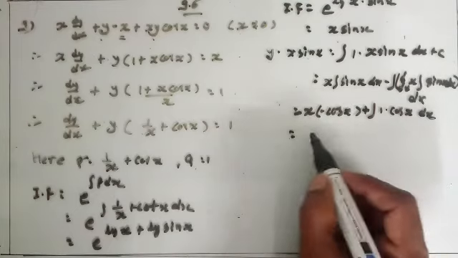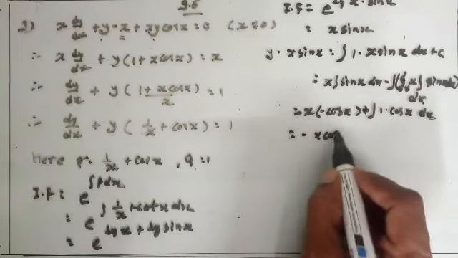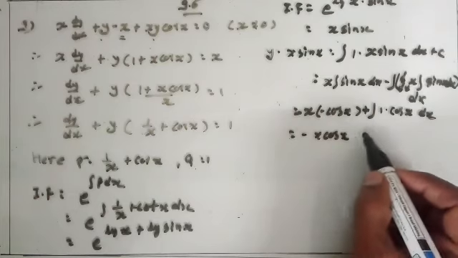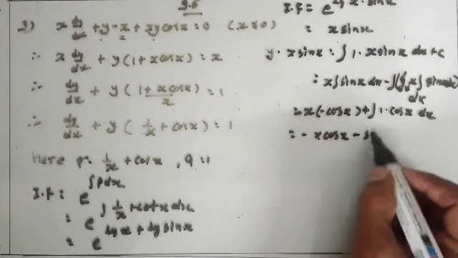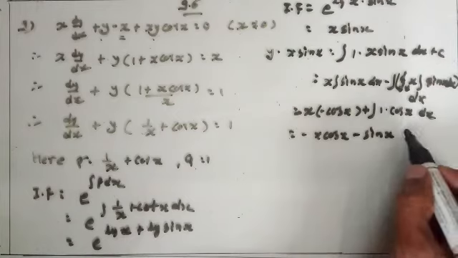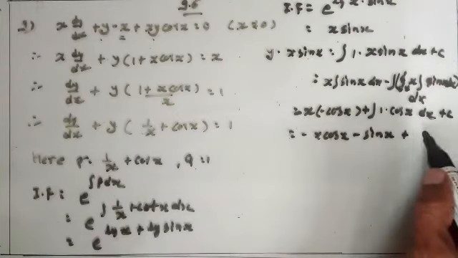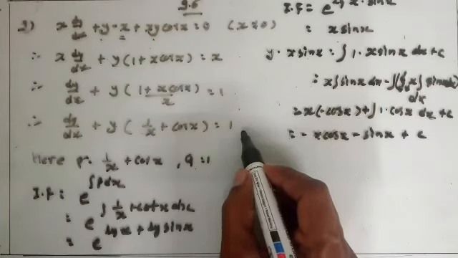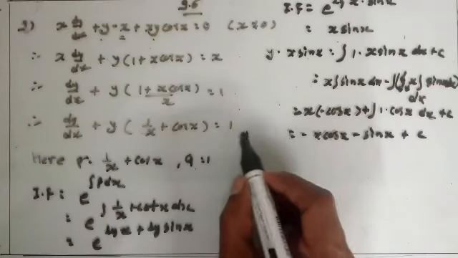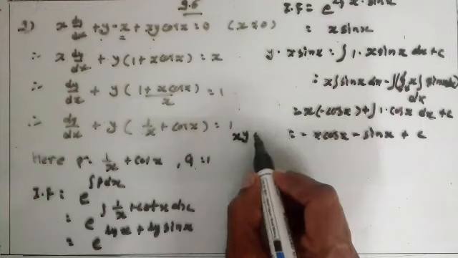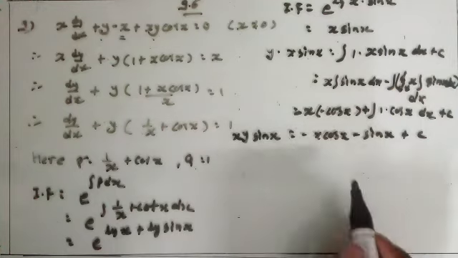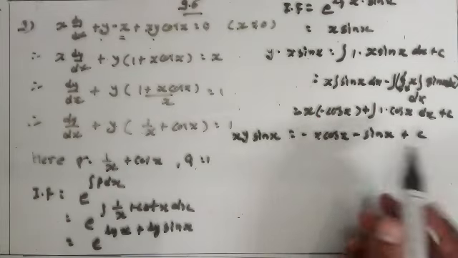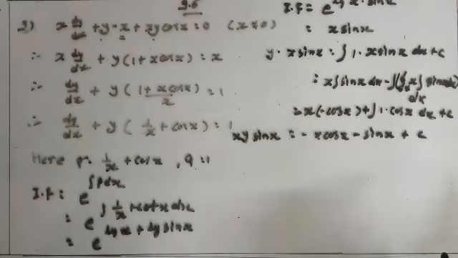So it is equal to -x cos x, and the integration of cos x is sin x, plus c. So the solution of this linear differential equation is x y sin x = -x cos x + sin x + c. Clear?